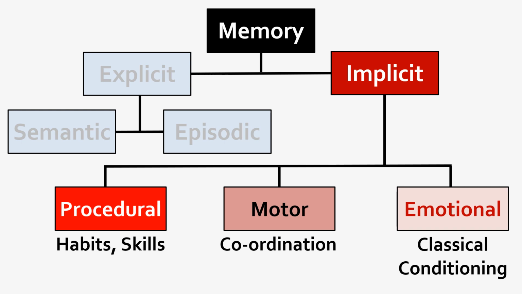And then there's emotional memory. The sort of thing we think of as arising through classical conditioning, particularly through memories of things that make us afraid or make us happy, give us a sense of how we feel about something.